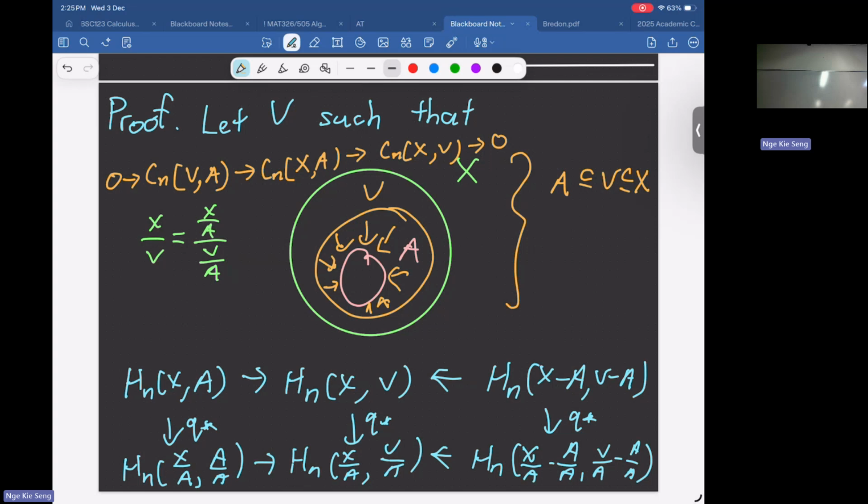Because V deformation retracts to A, your chain complex is C_n(A) over C_n(A), so it's zero. Okay, so that means this part is an isomorphism. This is coming from the long exact sequence, maybe I'll name this one of one. Okay, this arrow here.